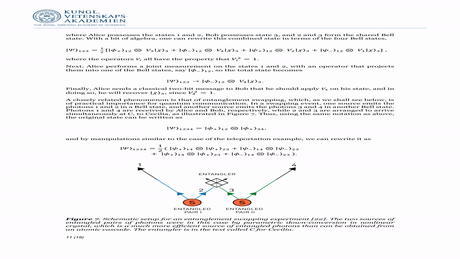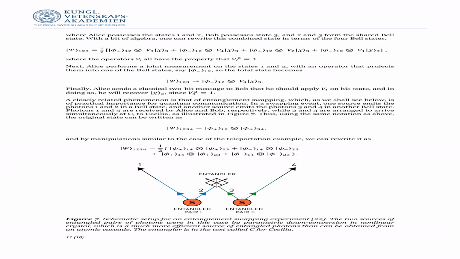And by manipulations, similar to the case of the teleportation example, we can rewrite it as box partial 1, 2, 3, 4 equals 1/2 times, open parentheses, the first Bell state multiplied with the next Bell state, plus the second Bell state multiplied with the next Bell state, plus the third Bell state multiplied with the next Bell state, plus the fourth Bell state multiplied with the next Bell state.